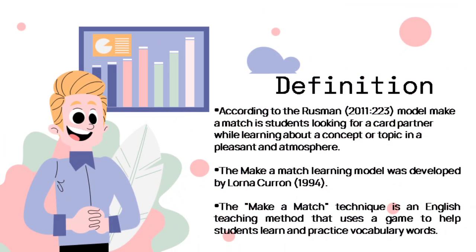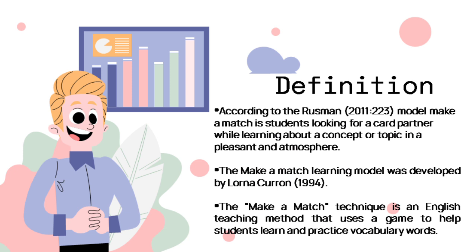So first, the definition. According to Rusman 2011, page 223, the teaching method Make a Match is students looking for a co-partner while learning about a concept or topic in a pleasant atmosphere. So this method requires students' activity in learning: students do, talk, read, write, ask friends, and solve the problem and summarize the concept obtained. And this Make a Match learning model was developed by Lorna Curran in 1994.